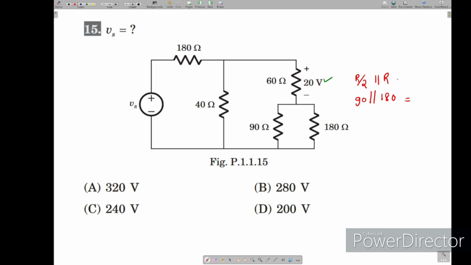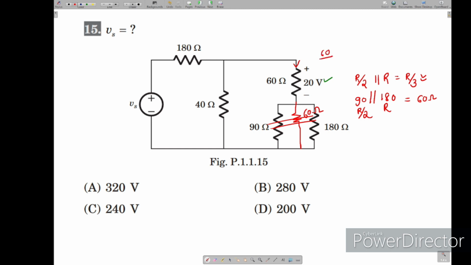So R by 2 in parallel with R gives R by 3. This you can use as a formula. Now we got R by 3, which means 60 ohm. This combination we can replace with a 60 ohm resistor. Now if you see 60 ohm across 20 volts, what is the current here?